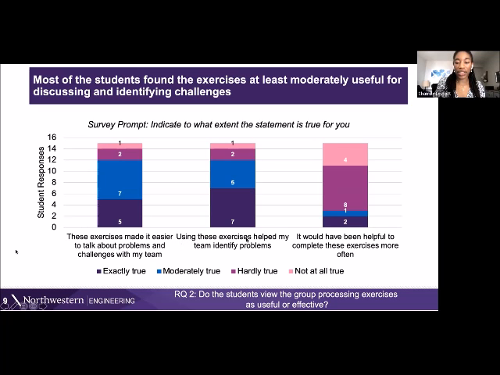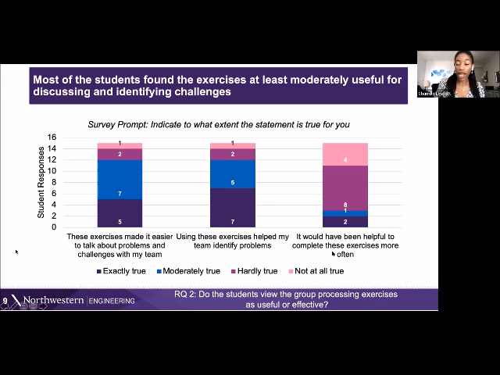And these exercises helped my team identify problems. You get the same sort of spread where a group said that this was definitely true for them, and then a smaller group said that this was just moderately true, but at least there's some level of engagement with the exercise there.